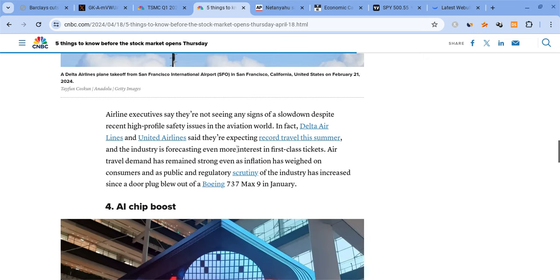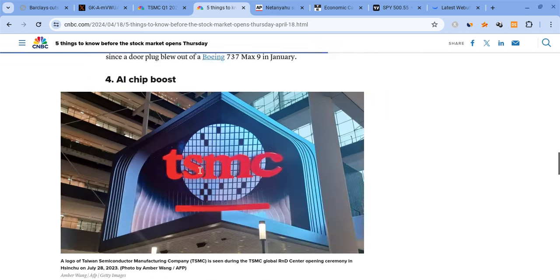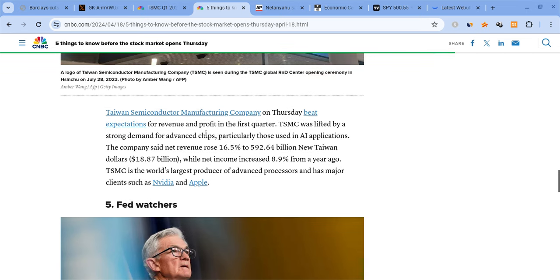There's also news coming out that airline executives say that they're not seeing any signs of downward slopes right now because Delta Airlines and United Airlines are expecting record travel this summer, and we're getting closer to summer, which is going to be very, very big. We had TSMC announce its earnings. I'll talk about that in just a minute.